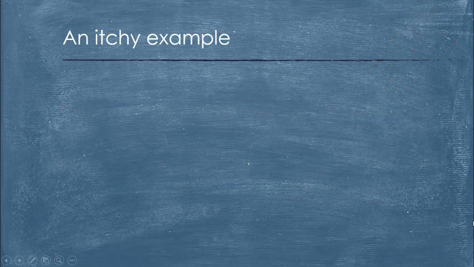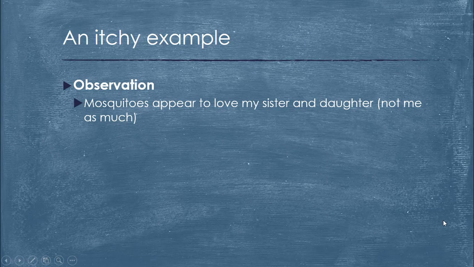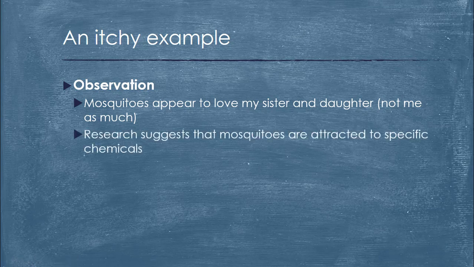Okay, let's give you an example now. Let's start with an observation. My observation is that mozzies seem to really like my sister, and they also seem to really like my daughter. If we're out in the bush or something, they are the two who always get bitten by mosquitoes. I don't get bitten as much, definitely when I'm with them. It just looks like mosquitoes prefer them. Research, and I did research this, seems to suggest that mosquitoes are attracted to specific chemicals, and there are different types of chemicals that people release from their body.